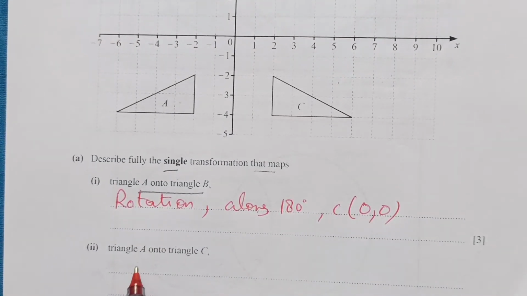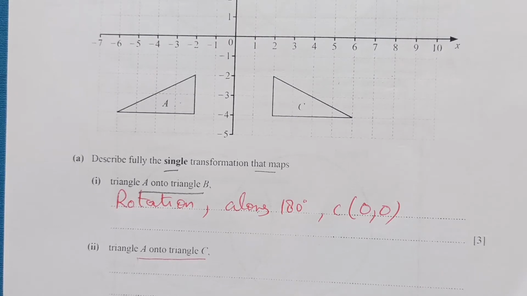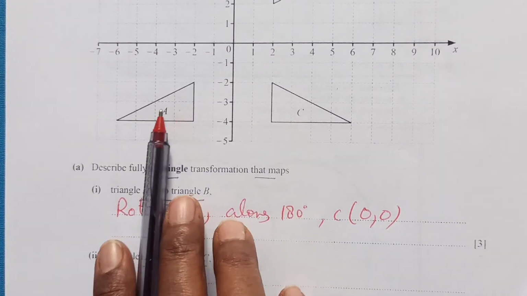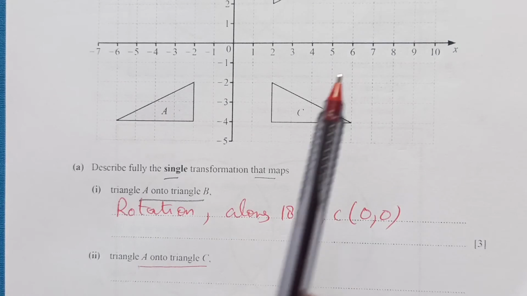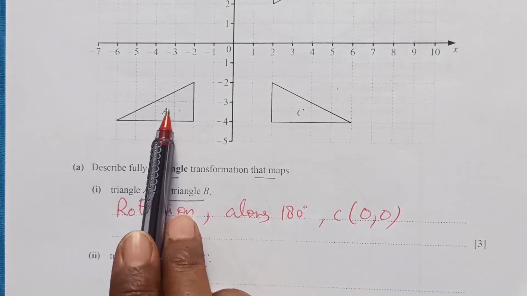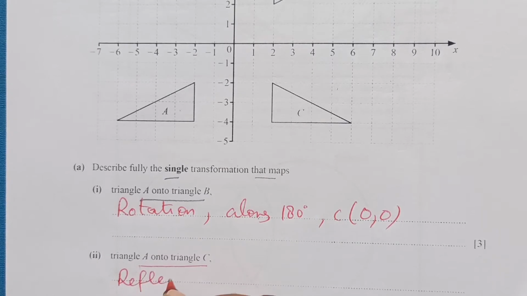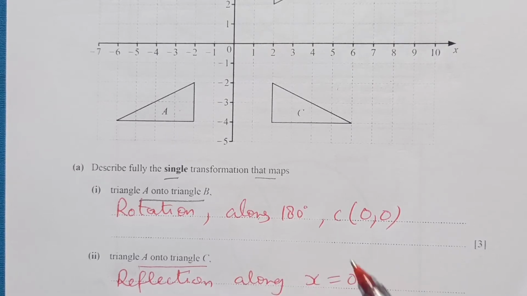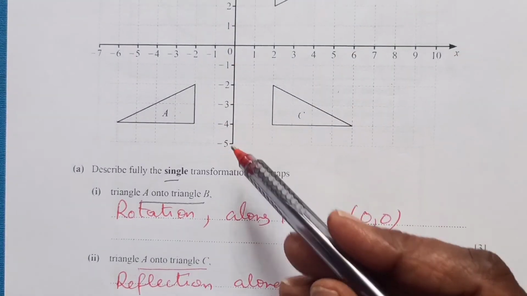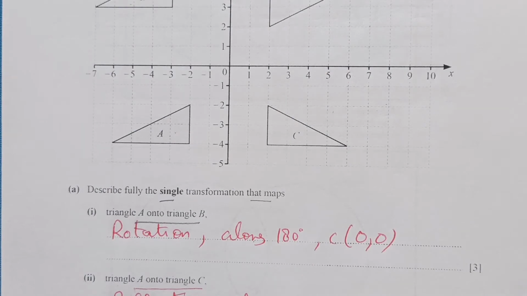Now triangle A on to triangle C. So if you see A and C, you can see this have been flipped to other side. So what is this? This is the reflection. So it is reflection along x equals to 0. So this is the line where x is 0, or you can say along y axis, the same thing.